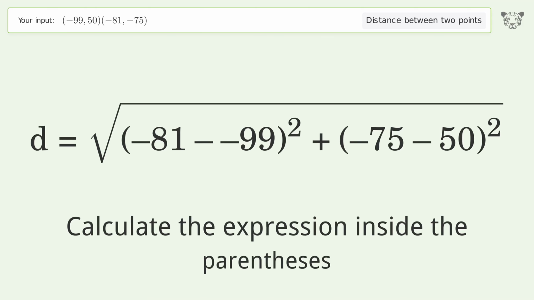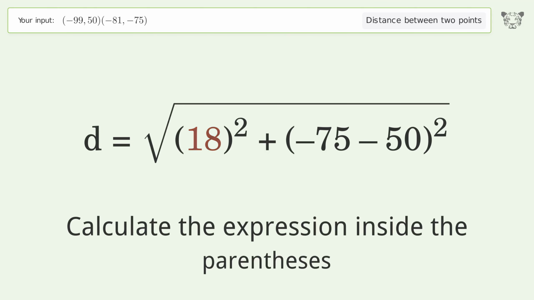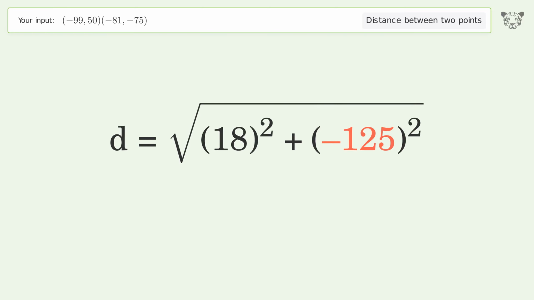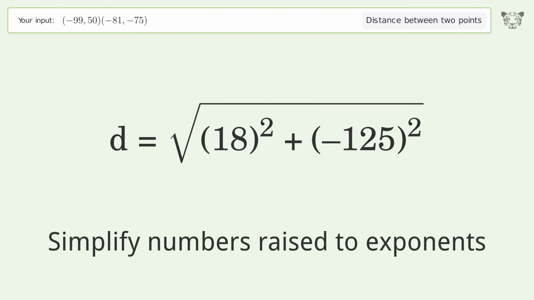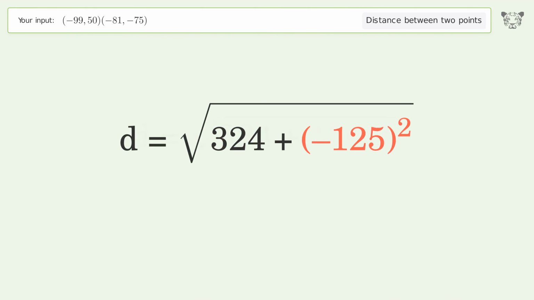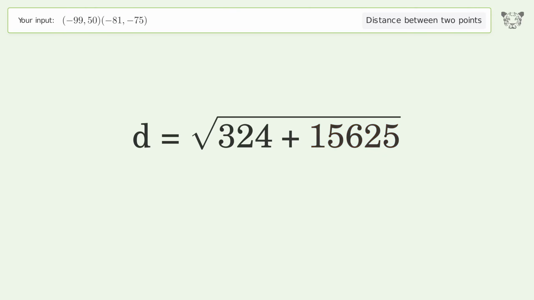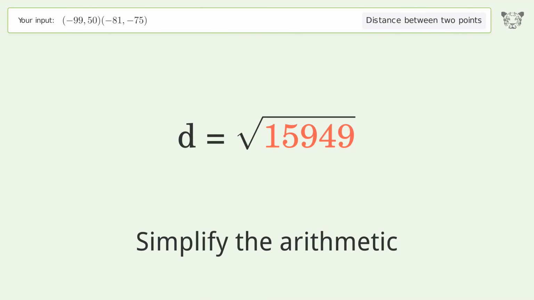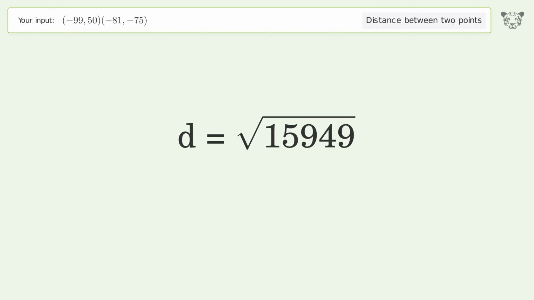Calculate the expression inside the parentheses. Simplify numbers raised to exponents. Simplify the arithmetic. And so the distance between the 2 points is the square root of 15,949, or 126.289.